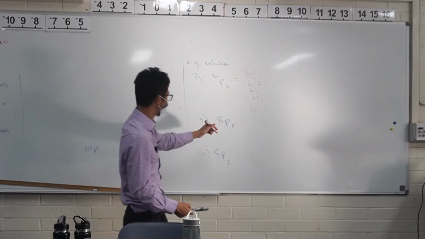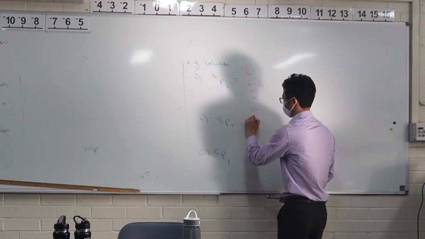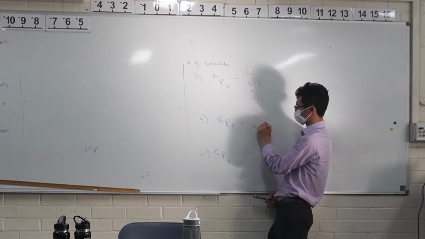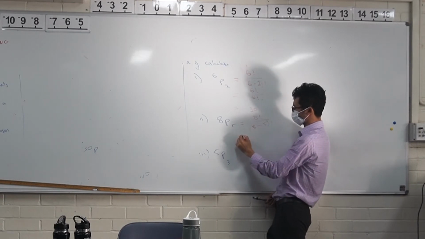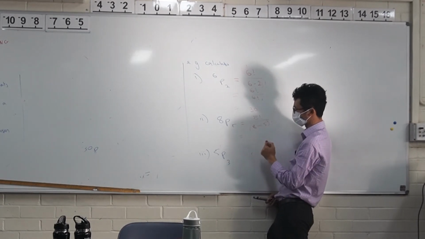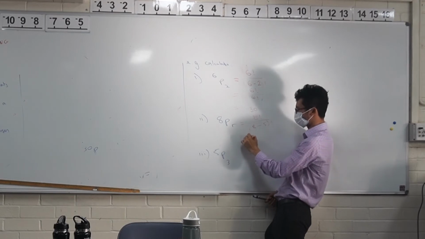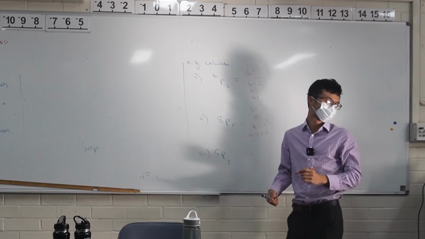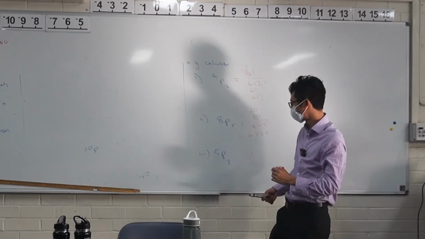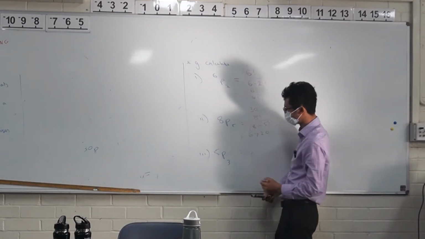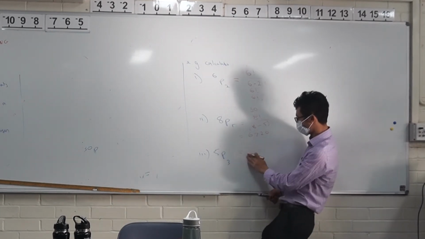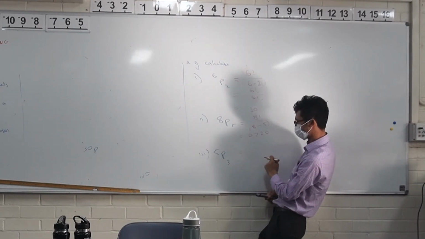Kaylin, 8P5, did you get that one? Yeah? What did you get for that? 6,720. 6,720? And last one? 60. Yep, 60.